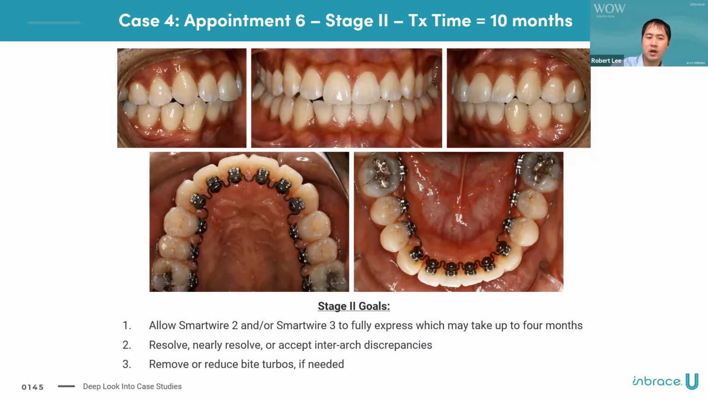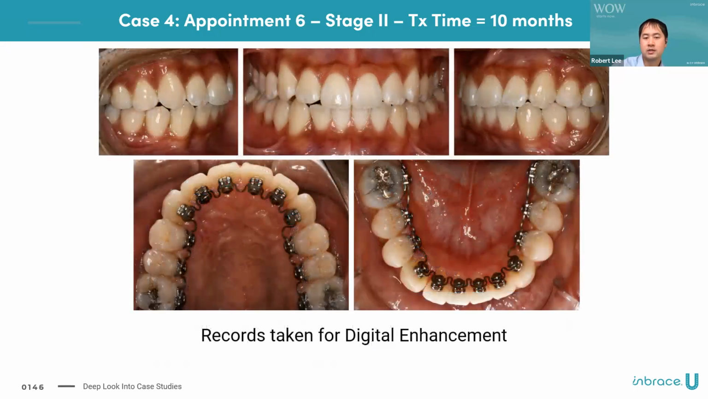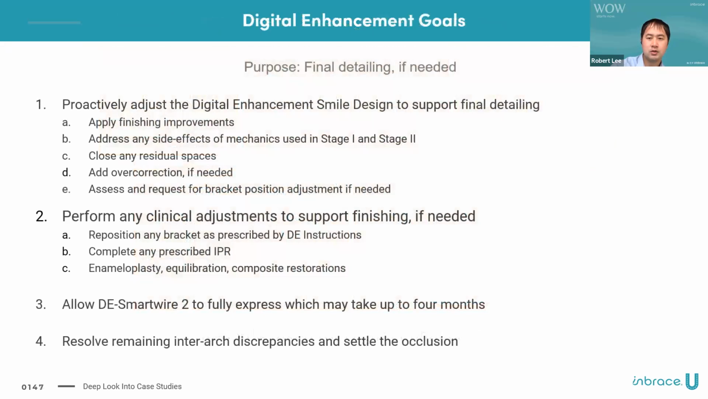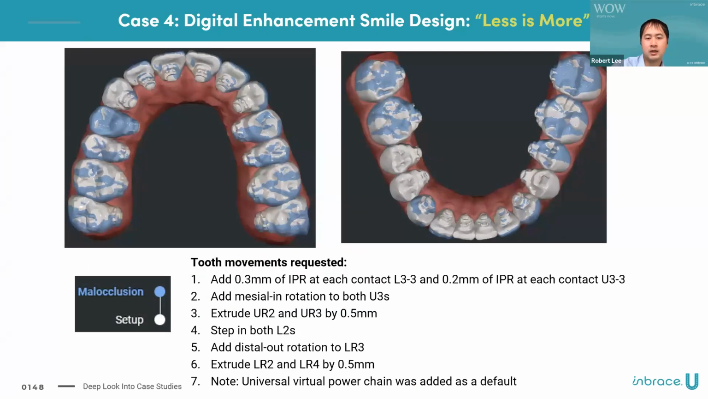And I also know, again, I have a lot of direct bonded brackets in this case. So I don't need to let this wire keep going and going because I need to go to digital enhancement to address any bracket position errors that I made with direct bonding. Because again, as long as they're close, we can address it with digital enhancement. So with digital enhancement, with the final detailing, again, less is more. I didn't add too many movements in.